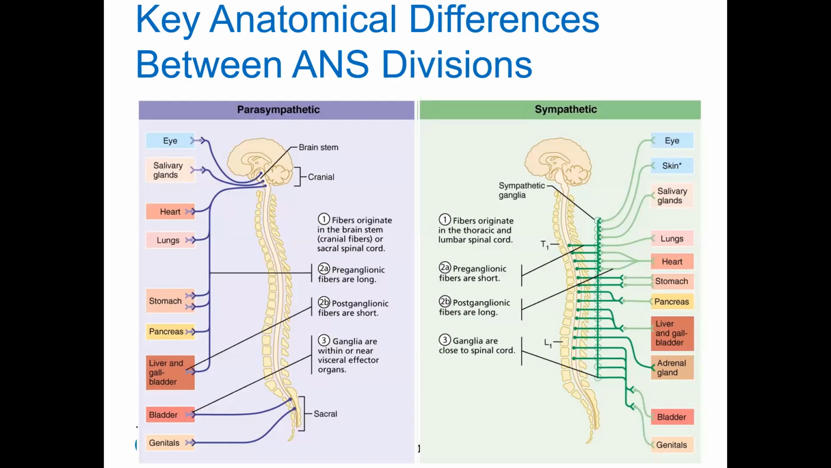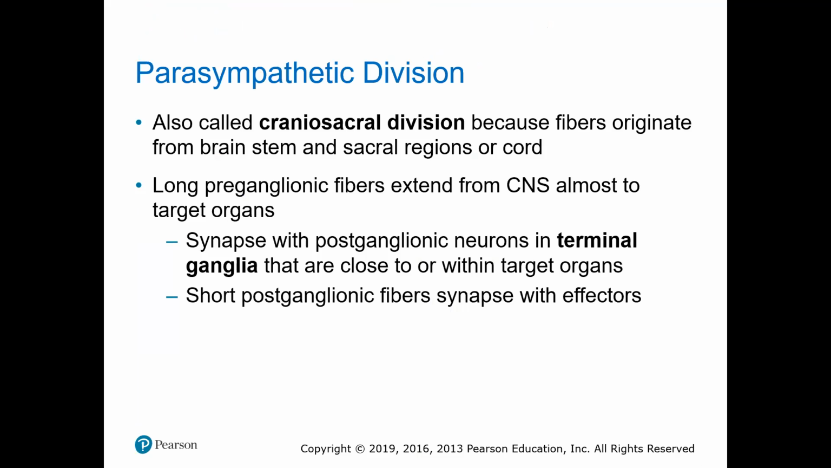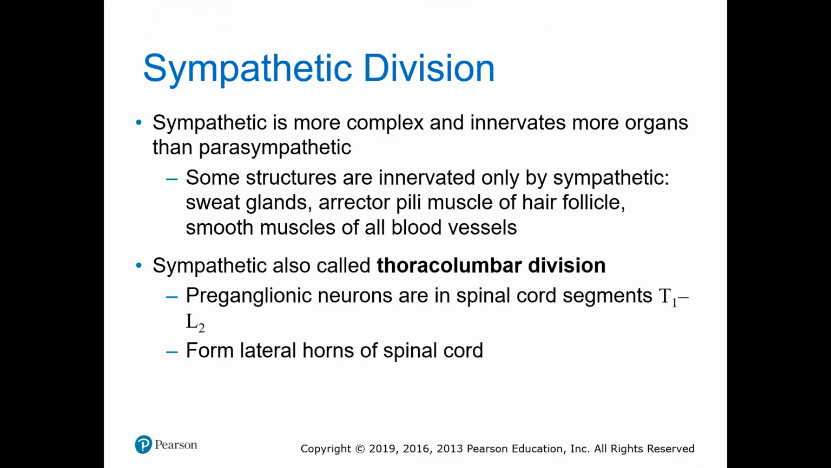Parasympathetic: brain and sacrum. Brain and sacrum, with long preganglionic and short postganglionic neurons, with the cell bodies near the effector. The sympathetic is from the middle of the spinal cord, thoracic and lumbar. It has the short preganglionics and the long postganglionics, with the cell bodies near the spinal cord. So, I just said all that.